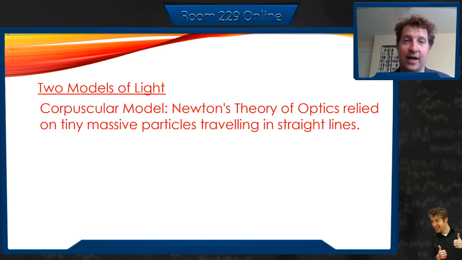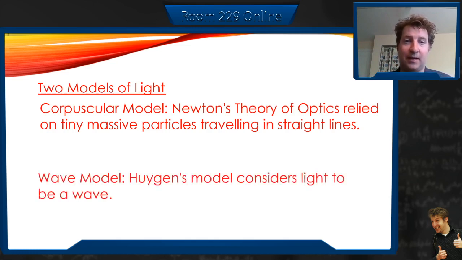Now, there was another guy around the same time named Christiaan Huygens, who was a Dutch physicist, and we talked about his idea, the wave model, using Huygens' Principle, and Huygens believed that light was a wave. Okay, now both of these models have certain applications to certain situations, but they also have flaws.